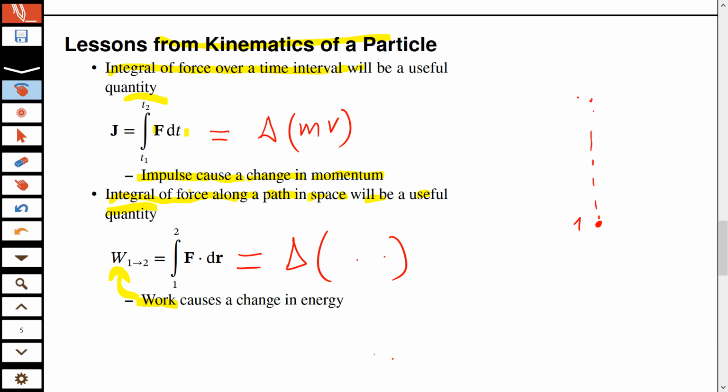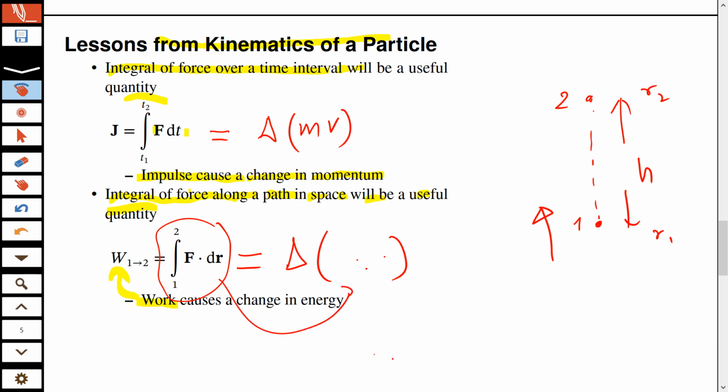So let's say we consider the example in a gravitational field where you raise a body from one point to another point 2, and let's say this height is h, and you can say r1, r2. Again you need some force here, and you will see this integral, the work done on this particle, will result in a change in. Now look, imagine that you raise this object in such a way that the velocity here and the velocity there is the same. So v1 equals v2. The velocity did not change.